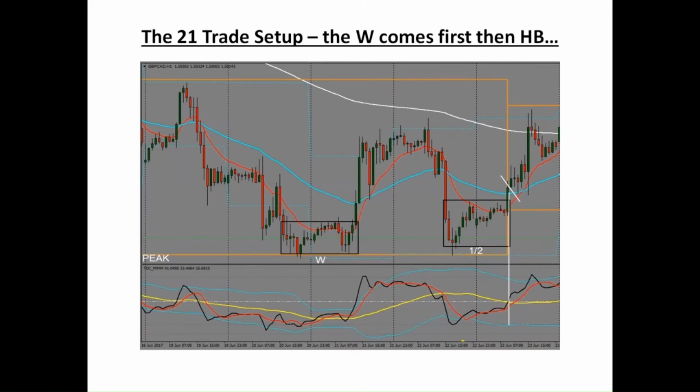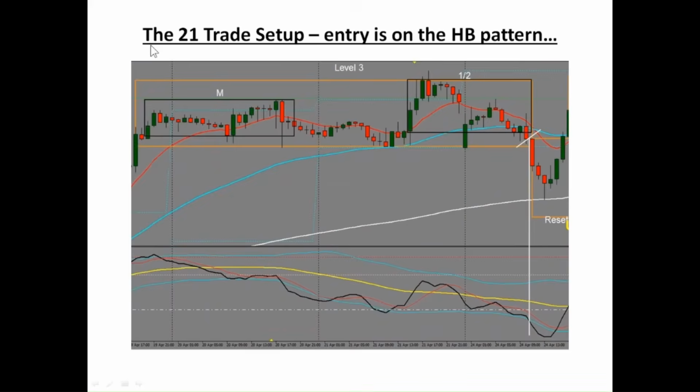We do not have an advanced half a bat pattern. We only have advanced M's and W's, no advanced half a bat. Here the 21 trade setup, the entry is on the half a bat pattern.